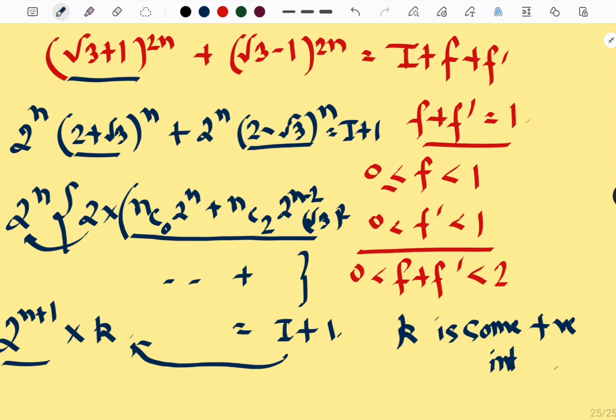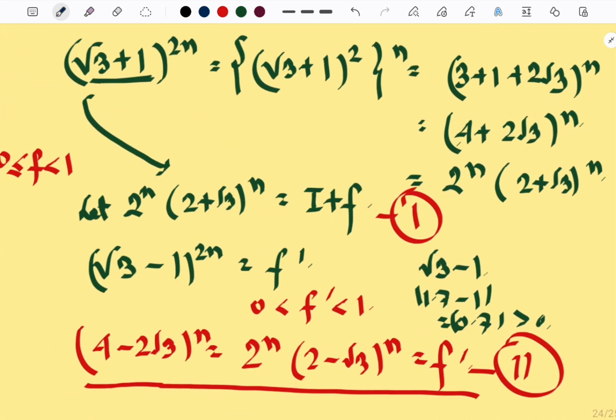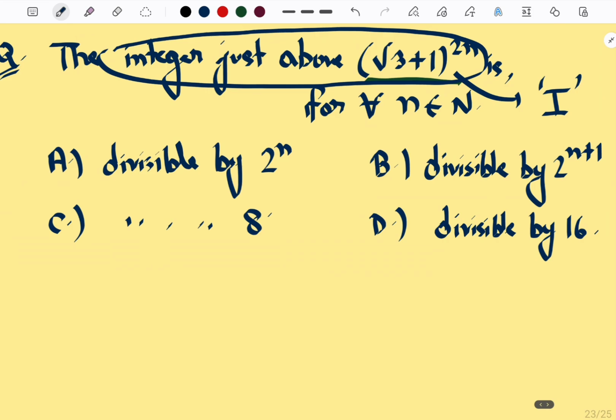Now we check the condition. What were the options? Divisible by 2^n. If it is divisible by 2^(n+1), it obviously will be divisible by 2^n. So this is correct. Now divisible by 8 or divisible by 16. How do we check it out?